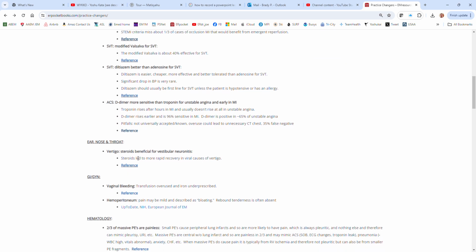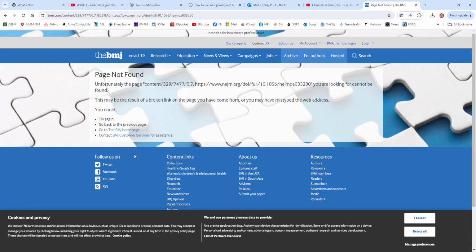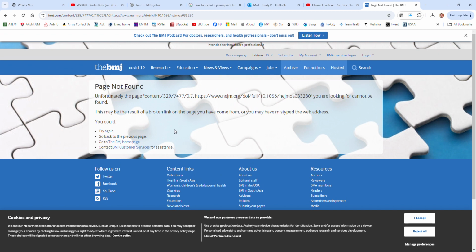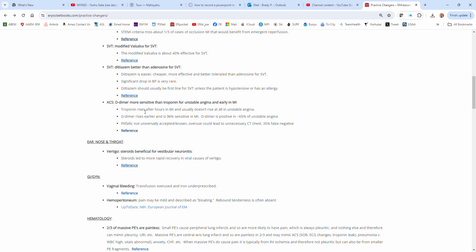Your nose and throat. Steroids are beneficial for vestibular neuronitis. I read this article ages ago. I think it was in the New England Journal. Oops, maybe British Medical Journal. Looks like I've got to fix this link. But typically you should be using steroids for vestibular neuronitis, better outcomes.